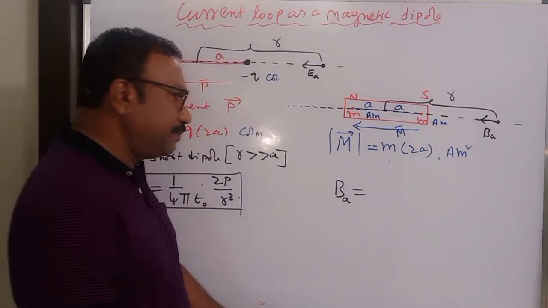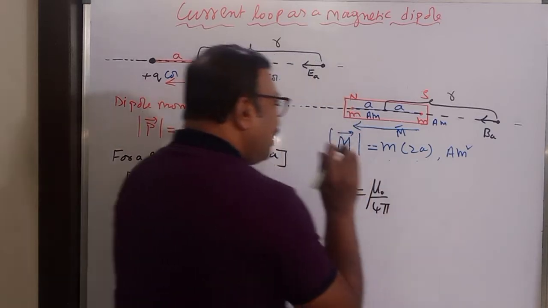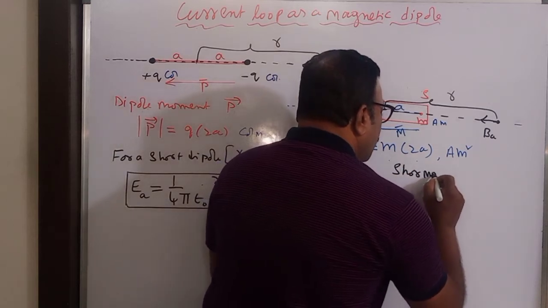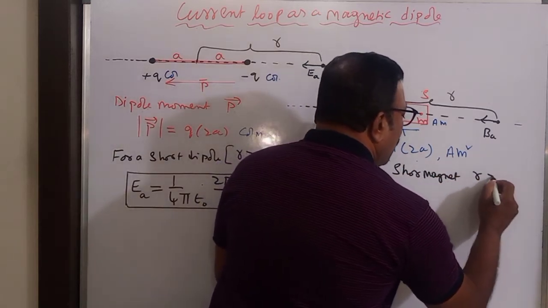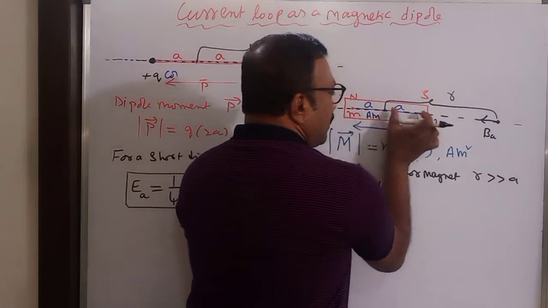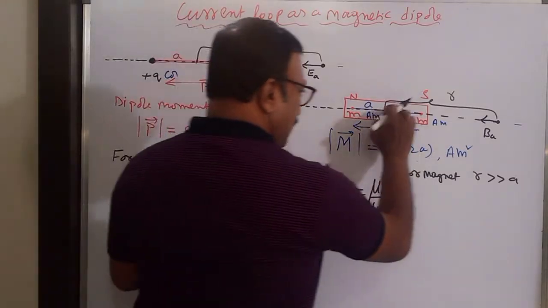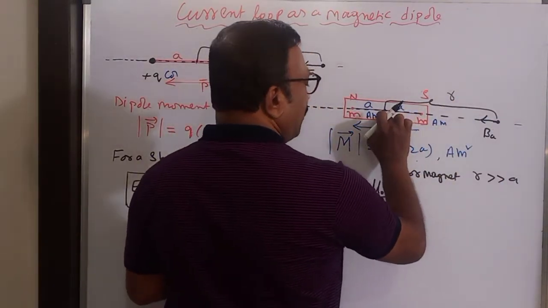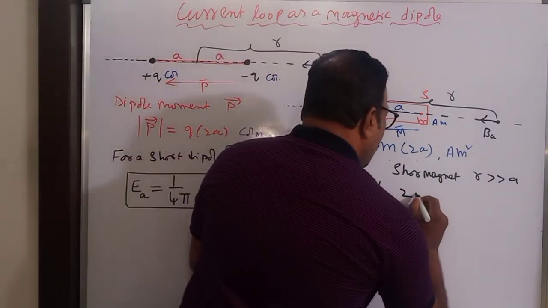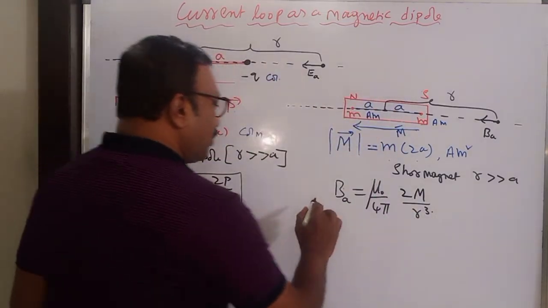B axial. 1 by 4 pi epsilon naught, so you will be getting mu naught by 4 pi. Here also we will take short dipole only. So short magnet. What is a short magnet? Same condition. Small r is very large compared to this a, I said no, this is plus a, minus a, 2a. That is a short magnet. For a short magnet, at a distance r from the center of the bar magnet, the magnetic field on the axial line is given by 2M divided by r cube. Similar formula, you got it.